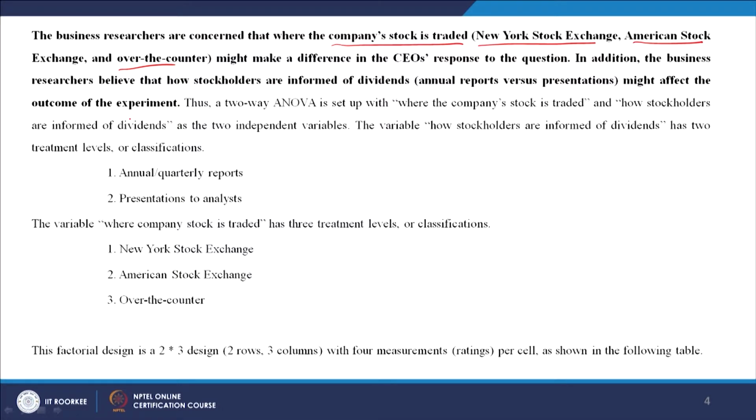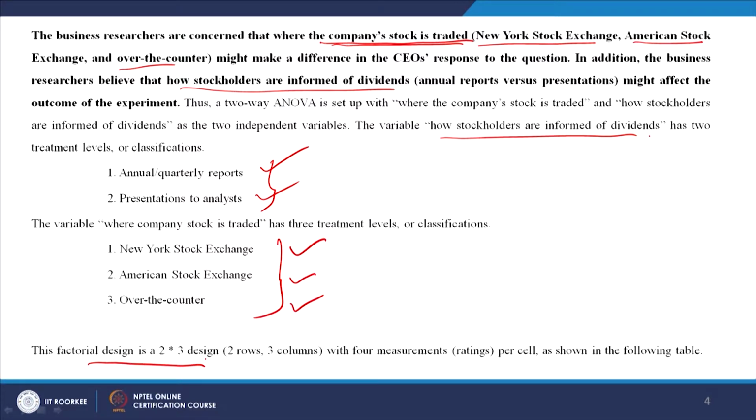So, now there are two things that might affect the outcome of the CEOs. One, where the company is trading the stock. Second, how they are informing the stockholders about the dividends. So, what are the methods? How stockholders are informed has two levels: through quarterly reports and through presentations. Where they are traded has three levels: 1, 2, 3. So, this is a factorial design with 2 cross 3 ANOVA.